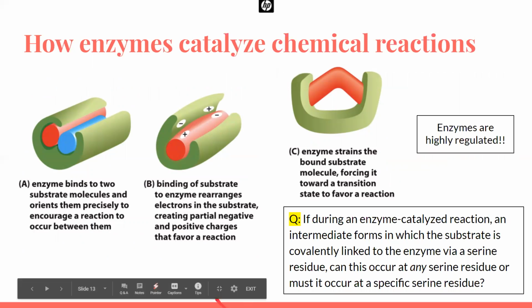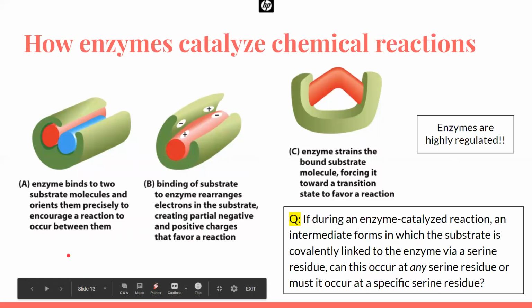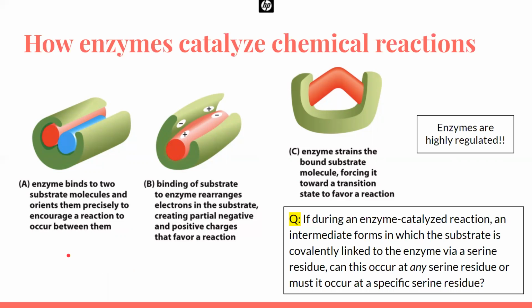Okay, so this is how enzymes catalyze chemical reactions. There are these three ways that Laura talks about a lot. And just remember, enzymes are highly regulated, like I said before. A shows an example of an enzyme that binds two substrate molecules and puts them in a way that they're closely interacting, so it encourages the reaction between them.